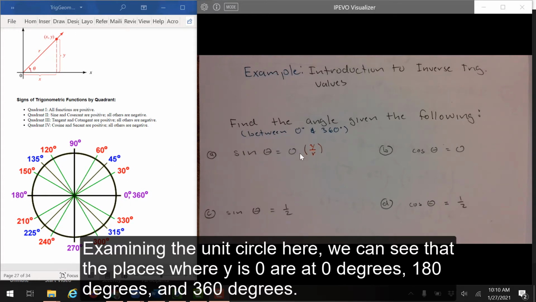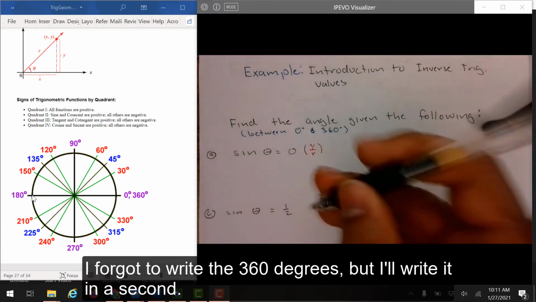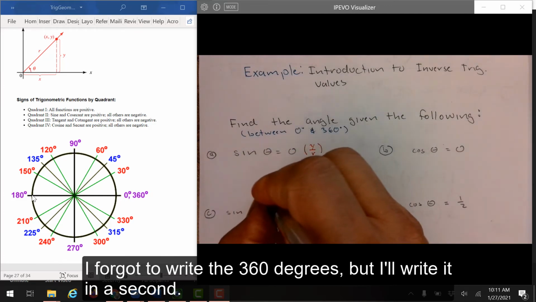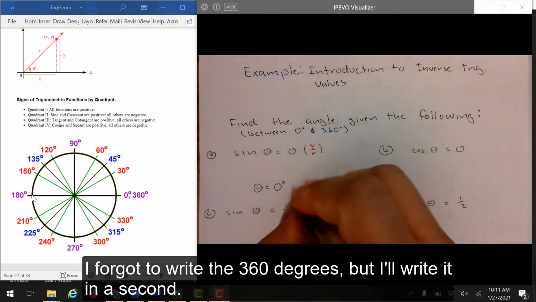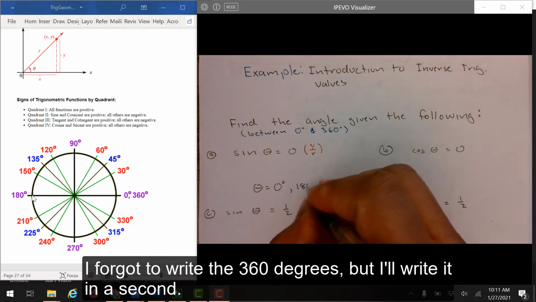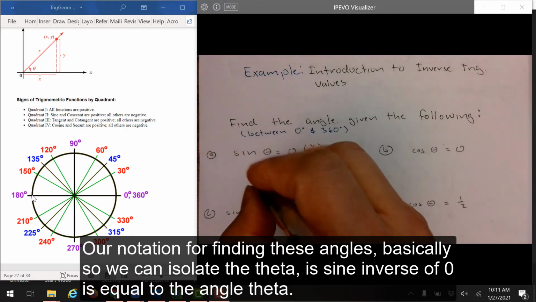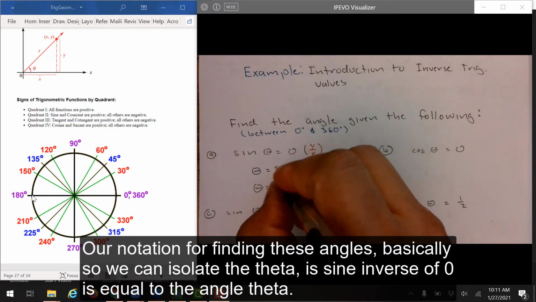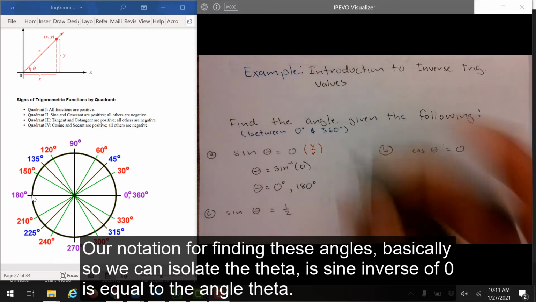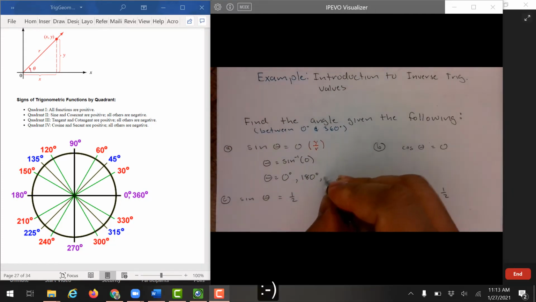Examining the unit circle here, we can see that the places where y is 0 are at 0 degrees, 180 degrees, and 360 degrees. I forgot to write 360 degrees, but I'll write it in a second. Our notation for finding these angles, basically so we can isolate the theta, is sine inverse of 0 is equal to the angle theta.